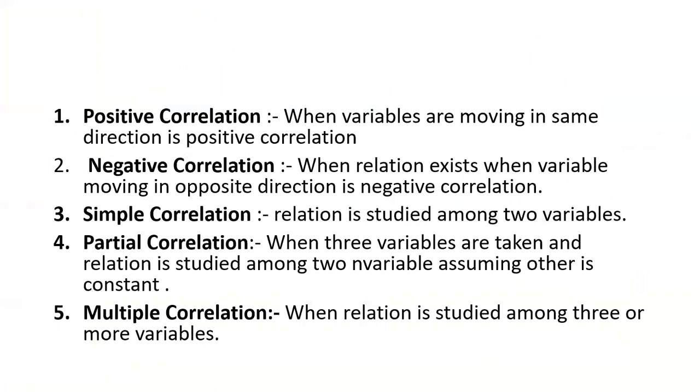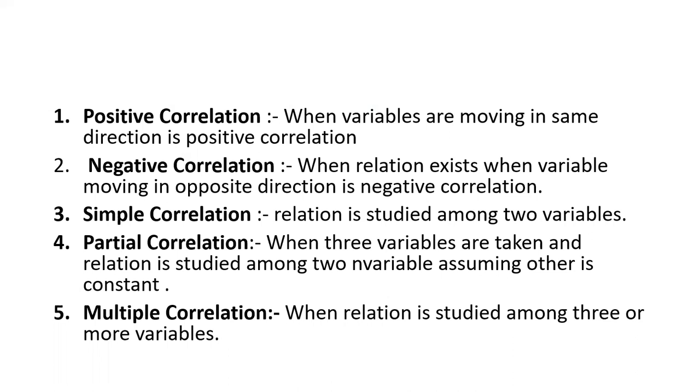First one is positive correlation. When the variables are moving in the same direction, it will be termed as positive correlation. Then we have negative correlation. When the variables are moving in the opposite direction, it is negative correlation. The first and second were according to direction. Now the third, fourth and fifth are according to the number of variables.